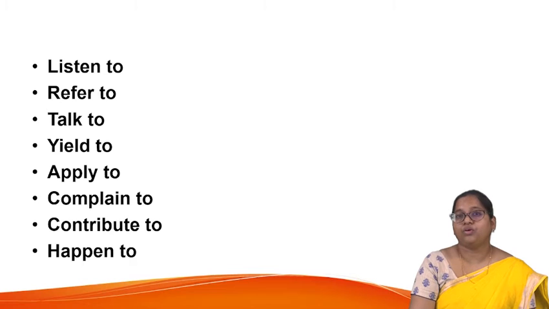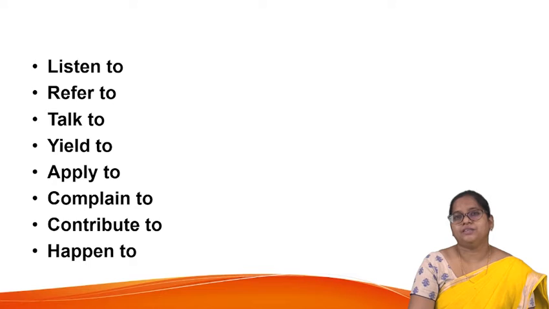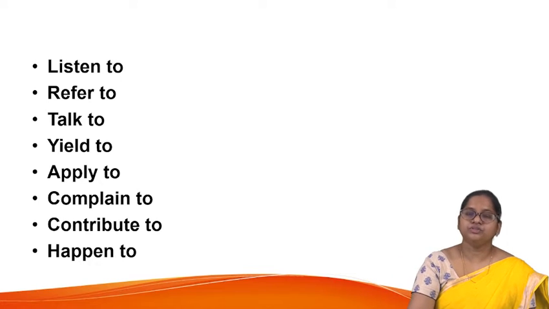Next, happen to. So what happens? It happens to someone, okay, to that particular person. So it happened to that group of people who tried to jump from the place, and that's what happened to them. So that is the context of it. That is the use of it.